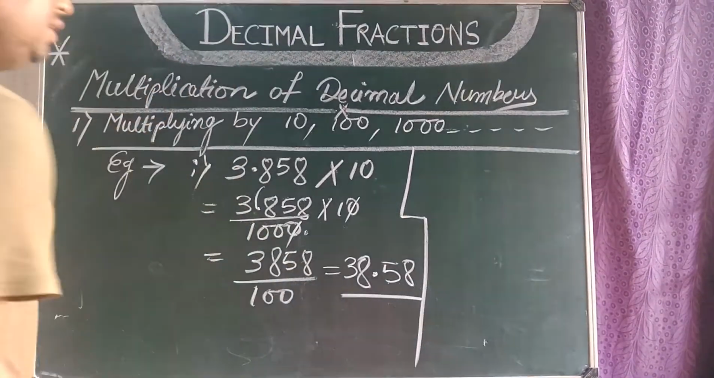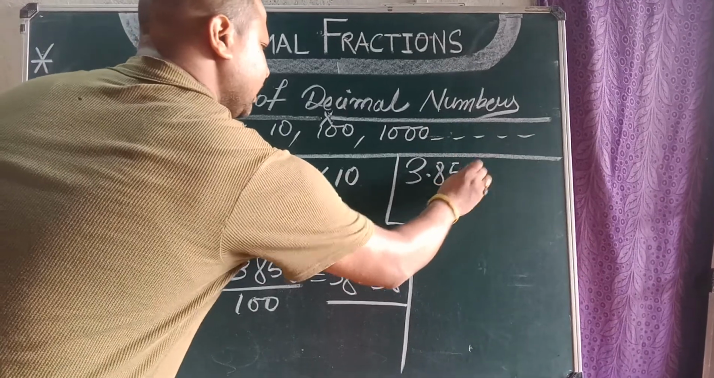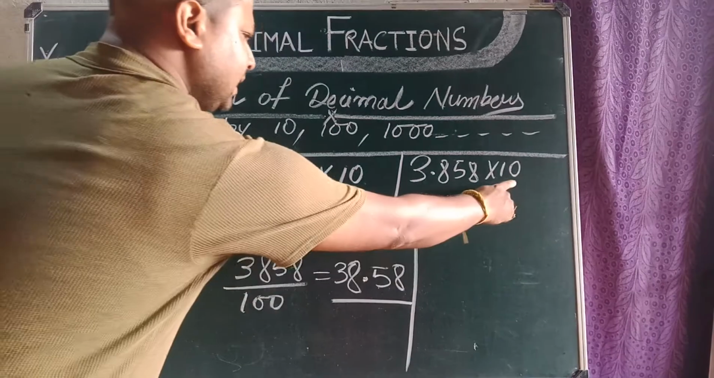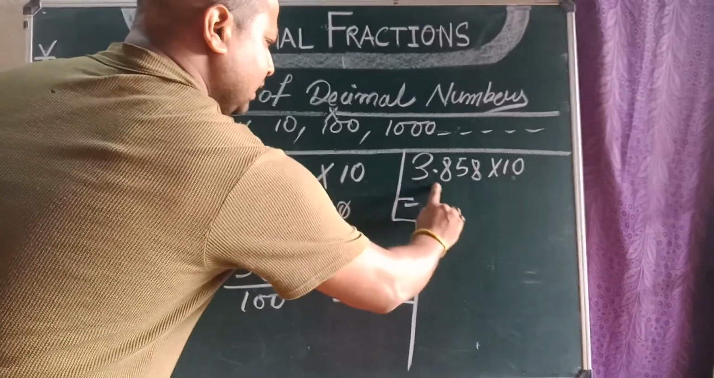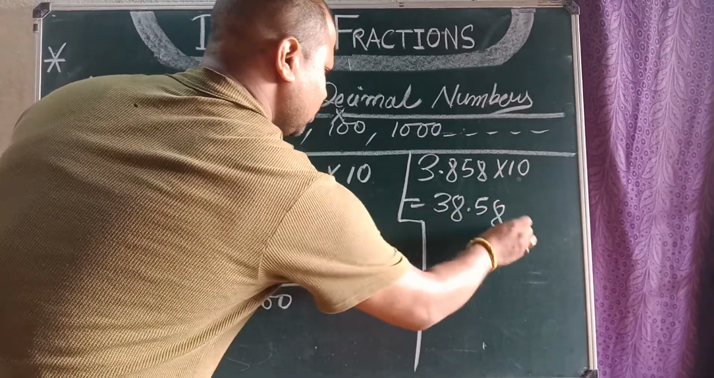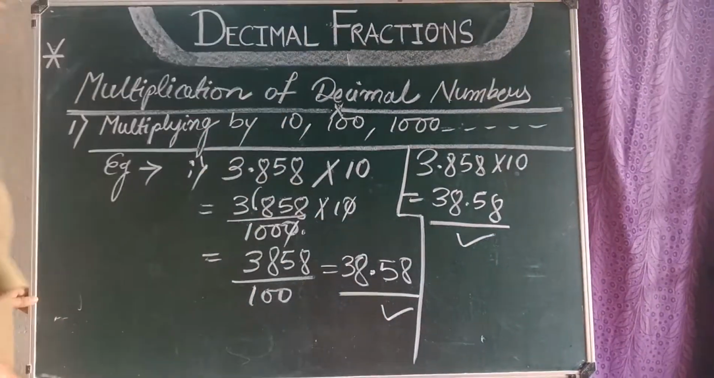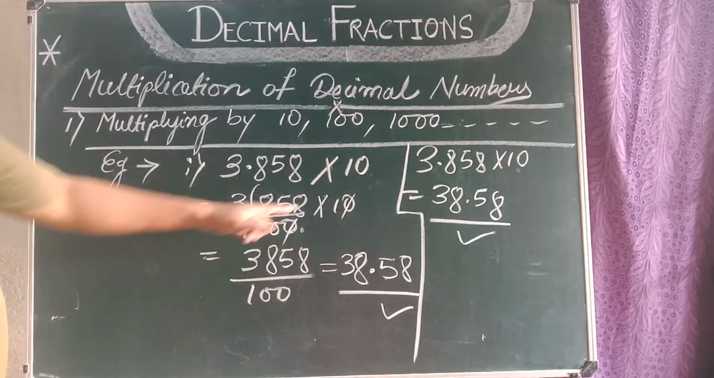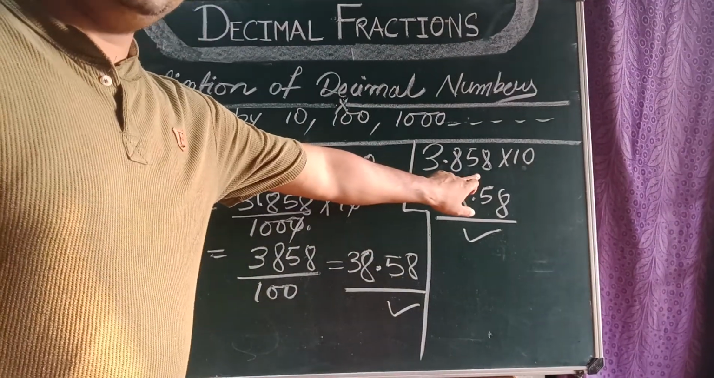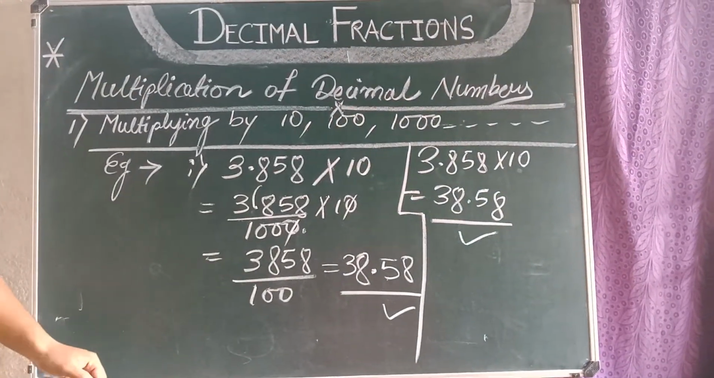In the other way, we can do like this. Same number, 3.858 into 10. You can see 1 0 is there, so one decimal place will be shifted. So directly you can write like this also. So both the ways are correct. If you get confused during calculation, you can prefer this method, or if you are confident, you can go with this method also. Further, we'll go for multiplication by 100.